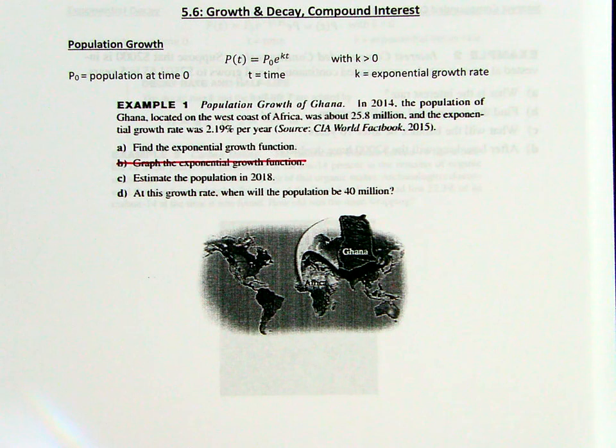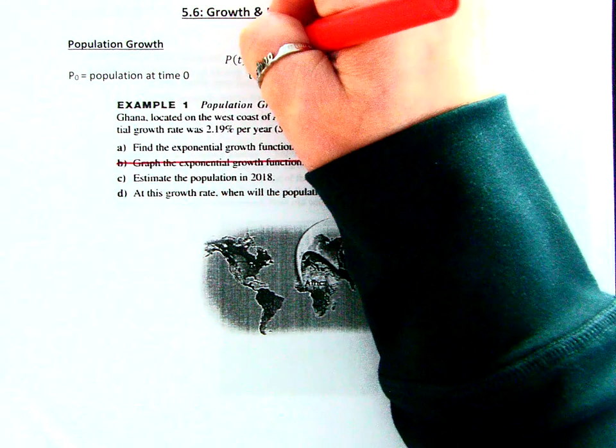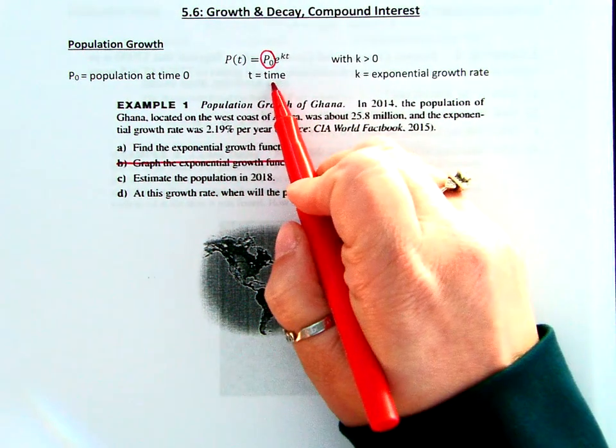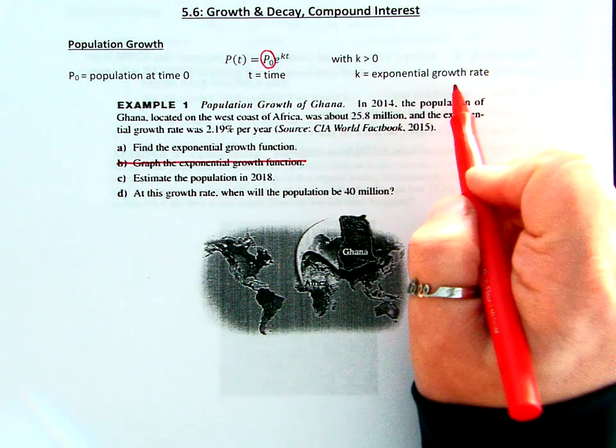When we talk about exponential growth and decay, specifically with population growth in this example, we're going to be using P of t equals P-naught e to the kt. That little 0 is telling you that that is the population at time 0, so that's your starting population. That's what that P-naught means right here. Then you have your time, which is usually done in years, and then you have your k, which is your exponential growth rate.